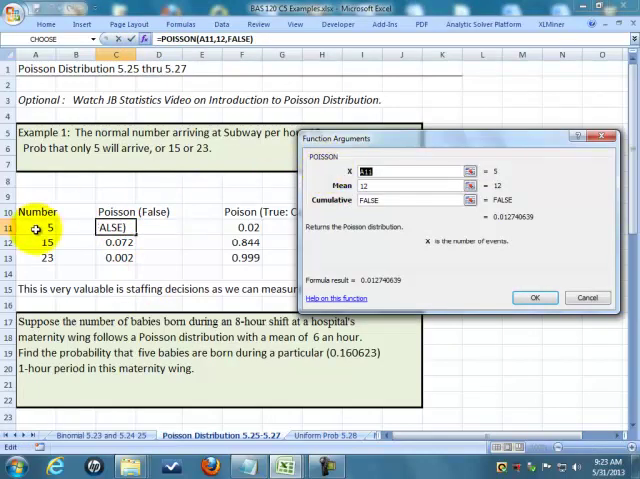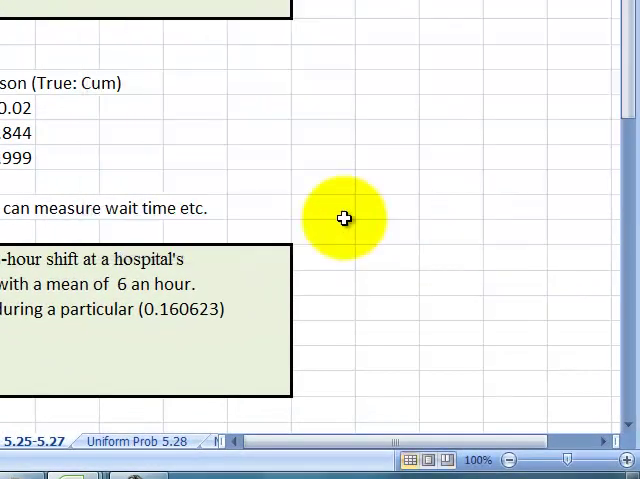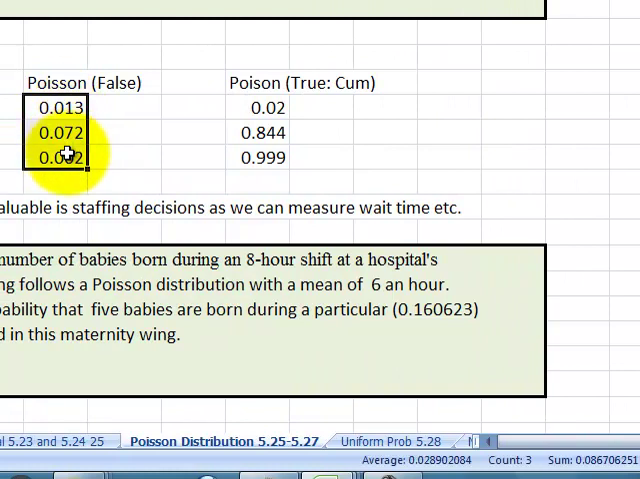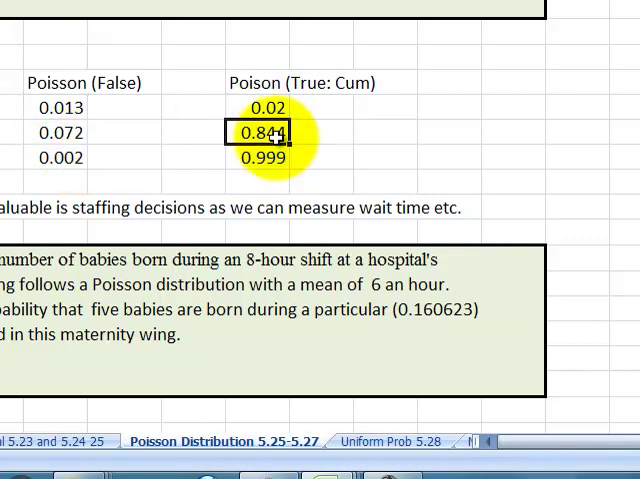And we're going to say, what's the probability of this value? In this case is 5. I know the mean is 12 because they've told us the average it comes in. And I've said false because I want to know the exact probability that 5 will come in. The exact probability of 5, as you might expect, the exact probability of any one number tends to be fairly small. Here is the cumulative probability. So the probability that 15 or fewer is 84%. The probability that 23 or fewer is 99.9%. The probability of 5 or fewer is only 2%.